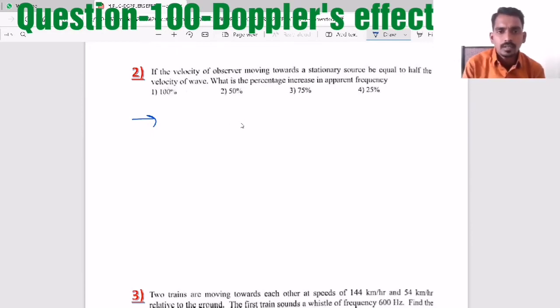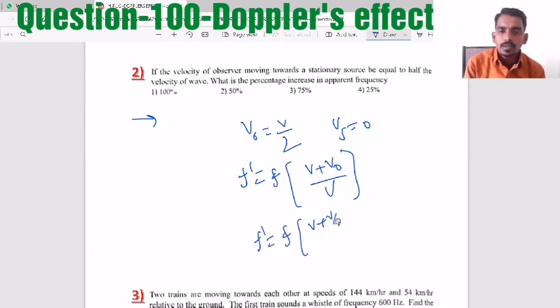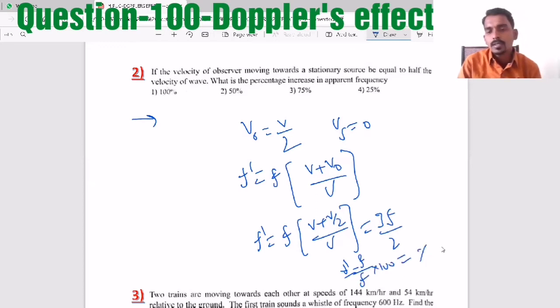If the velocity of the observer is moving towards a stationary source, with V naught equal to half of the speed of sound, then F dash equals F into (V plus V naught) by V. As the source is at rest and the observer is moving towards it, if you substitute V naught, F dash equals F into (V plus V by 2) by V, which becomes 3F by 2. Now, the percentage increase in apparent frequency is (F dash minus F) by F into 100. This is the percentage change. So now you can substitute the F dash value, and then you will get the percentage change.